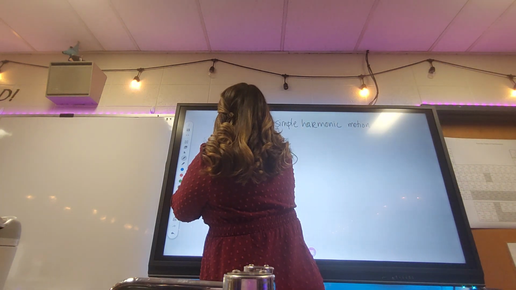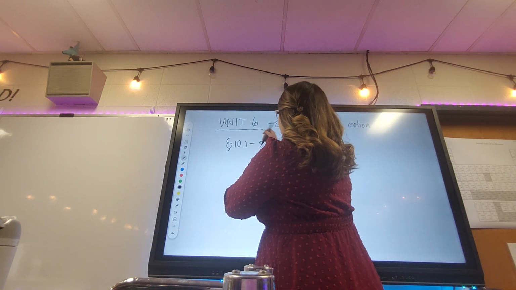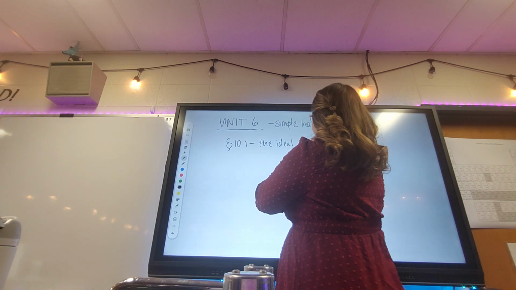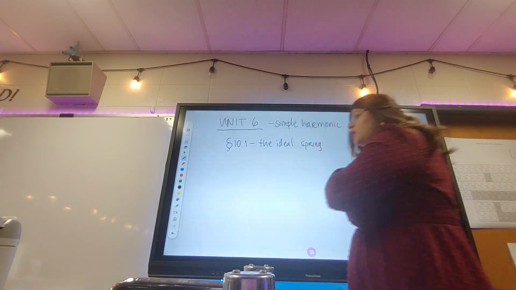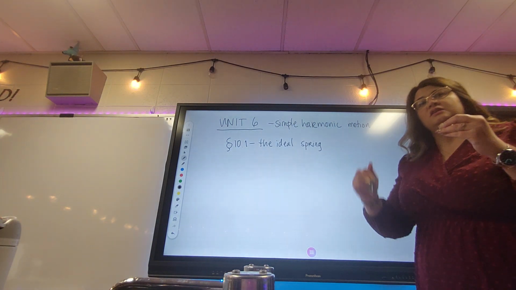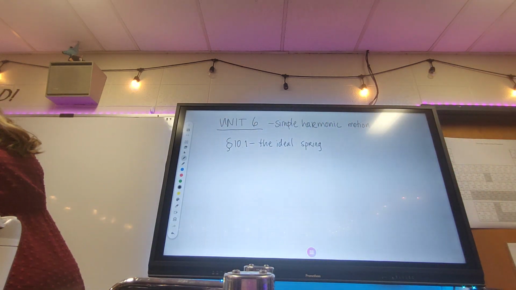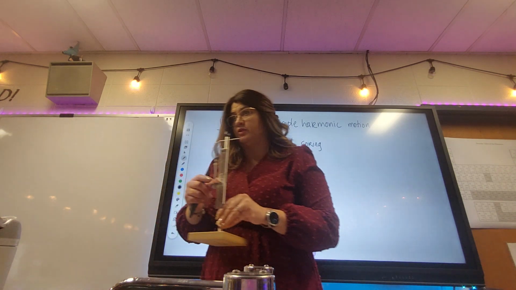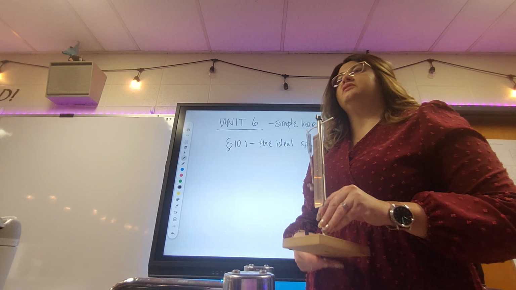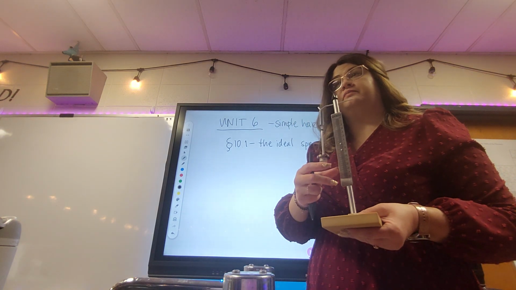Okay, so we are now in chapter 10 of our book. So I'm going to start with section 1, the ideal spring. Harmonic motion can be thought of most simply as the repetitive movement of something. And so I've got my Hooke's law apparatus here. Hooke's law is to harmonic motion as Newton's law is to force.